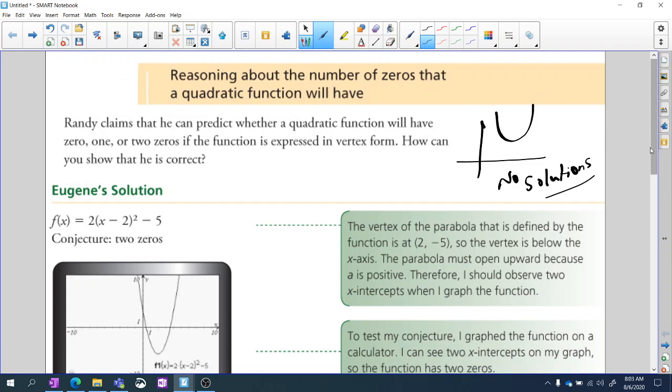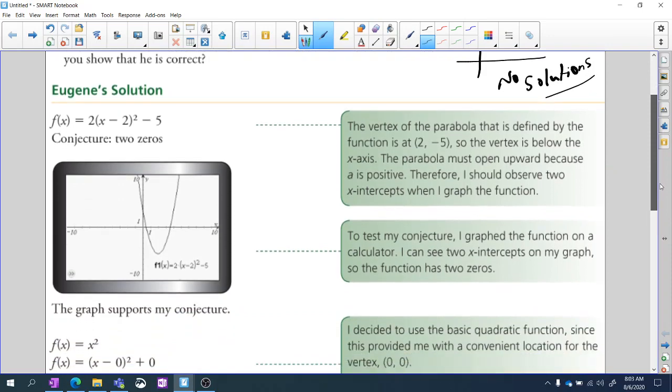So let's look at the three possibilities down here. So here's a quadratic. I can tell that the vertex is at 2, -5. I can tell that it opens up from the knowledge I've gained of quadratic functions because the stretch factor in front is positive. So if the vertex is at 2, -5, picture 2, -5 down here. It opens up. Well, it's got to cross the x-axis twice then because the vertex is below the x-axis. So this would be an example where the quadratic has to have 2 possible solutions.